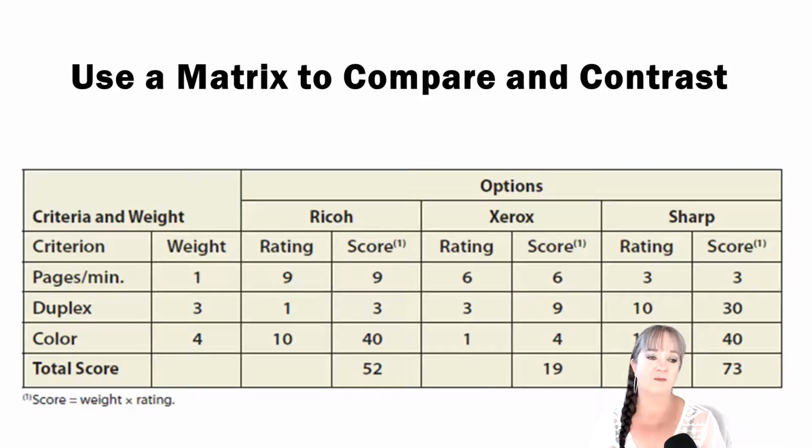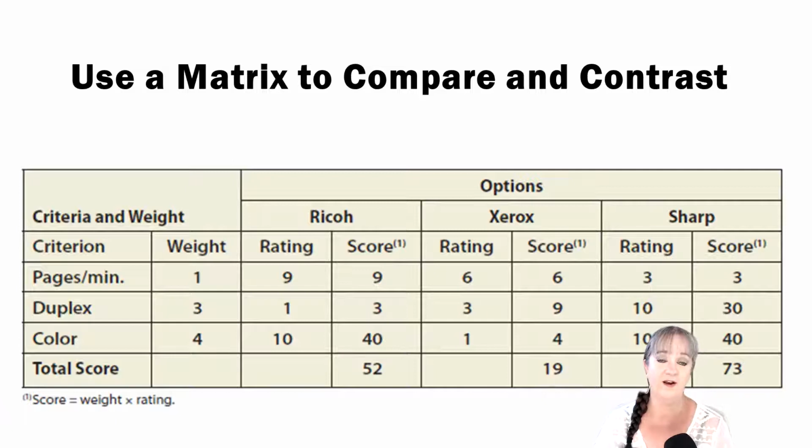You can also do a matrix to do the exact same thing, but you can see it's a little bit harder to follow. Matrices are good for presenting numbers. In the case of this one, the number of pages per minute, whether or not the copier can do duplexing, which is the 2-sided, whether or not it does color, and then basing it on a score.